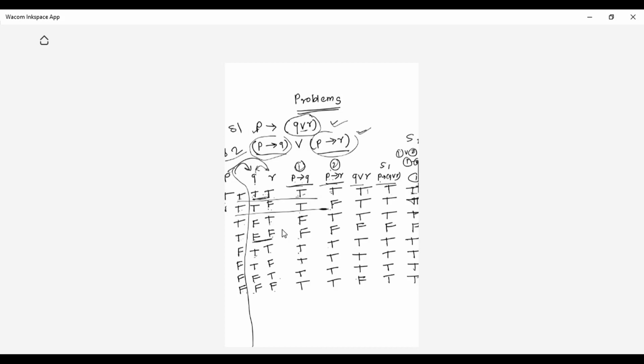So the first row, if you check, it is true, true. Second row, true, true. Third row, true, true. Fourth row, false, false. Fifth, true, true. True, true. True, true. And finally, true, true. So you're getting exactly the same truth values. And at this moment, I could say that P to the Q or R is equivalent, three horizontal lines, to P to the Q or P to the R.